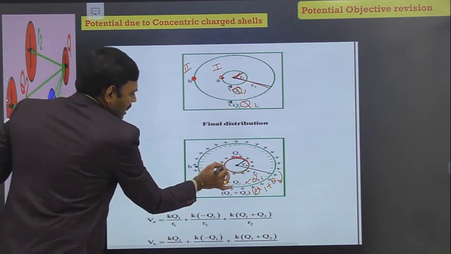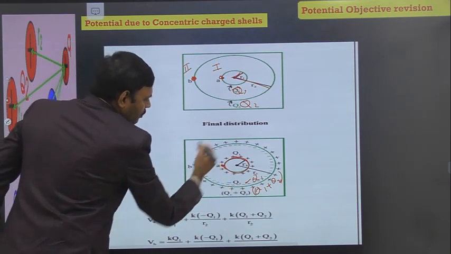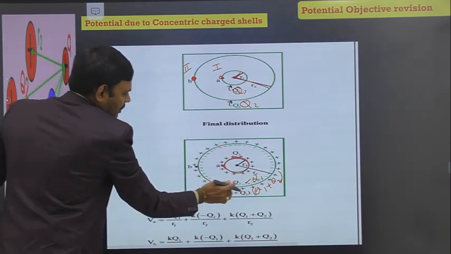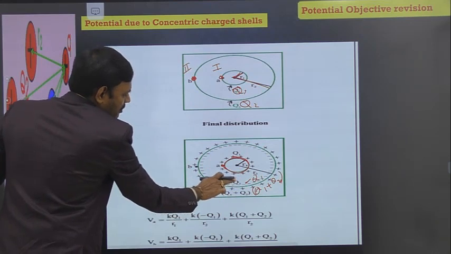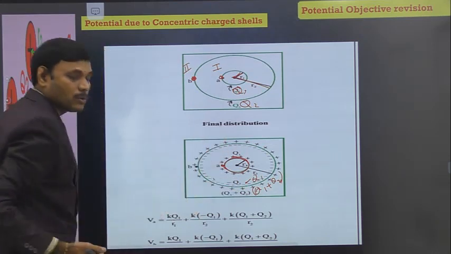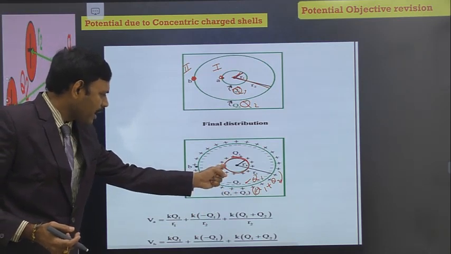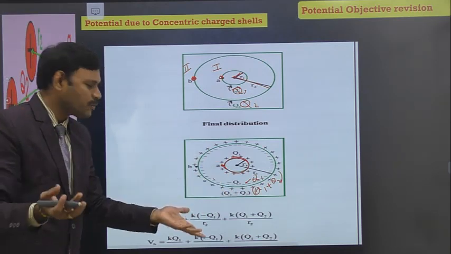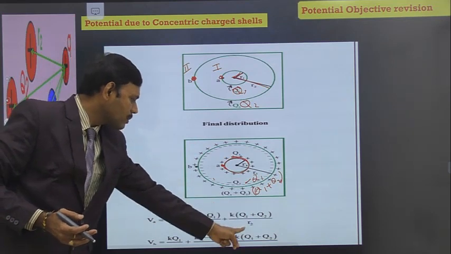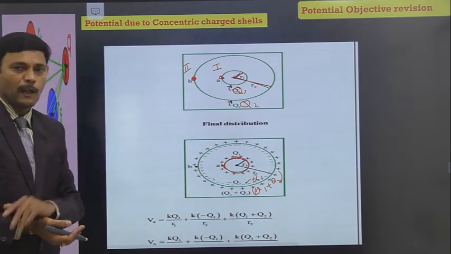Point A is also an inside point for the Q1 plus Q2 spherical shell. This arrangement is considered as a minus Q1 spherical shell and a Q1 plus Q2 spherical shell. Due to the Q1 plus Q2 spherical shell, this is an inside point, and the potential at an inside point is the surface value. So k into Q1 plus Q2 by r2. This is the potential at A.